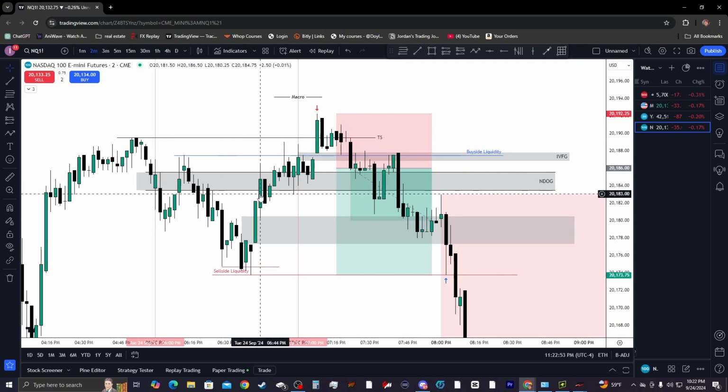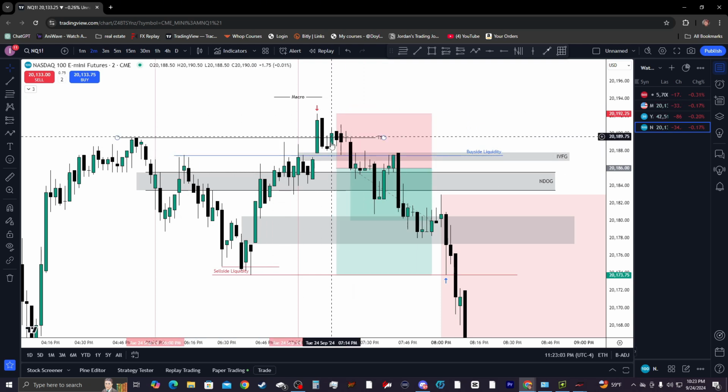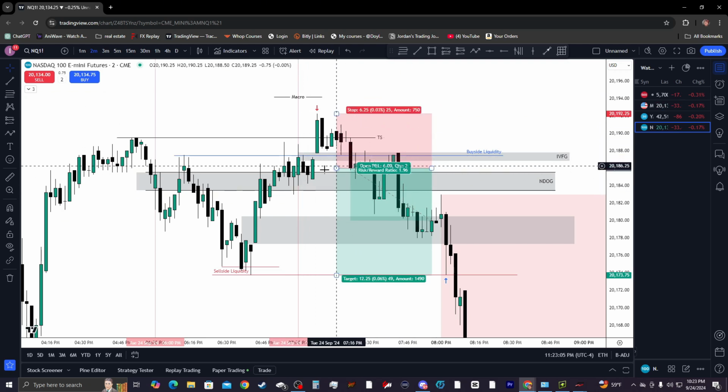So at 7 p.m. is when I wanted to start looking. We obviously saw that we took this buy side liquidity that was within this area, so I was already aiming towards looking for sells.